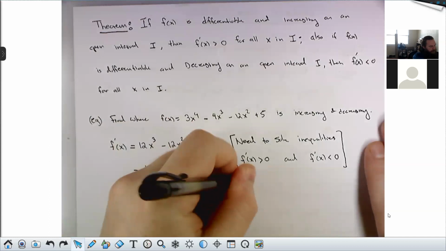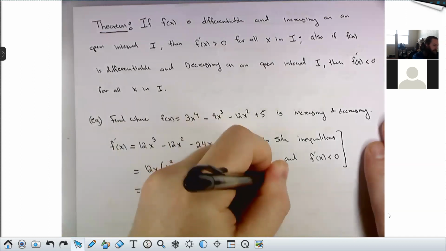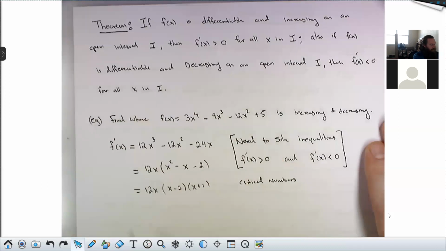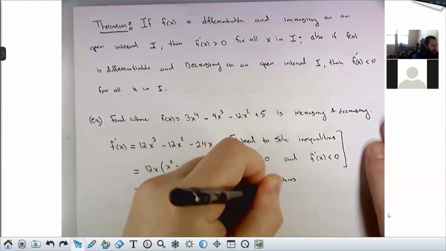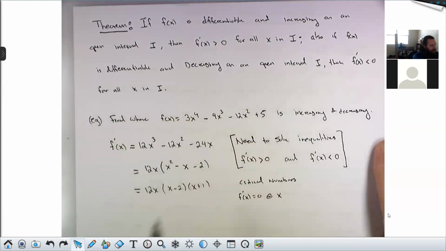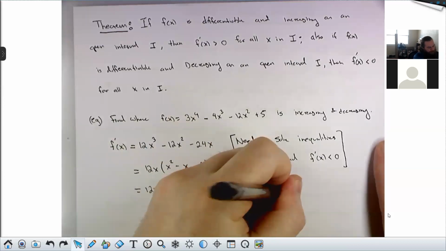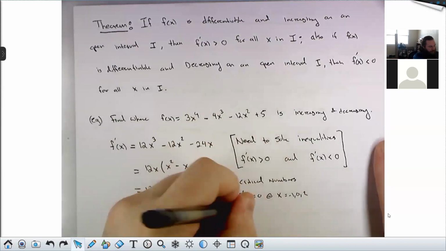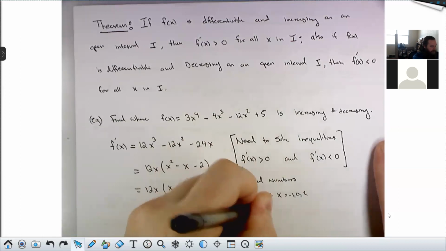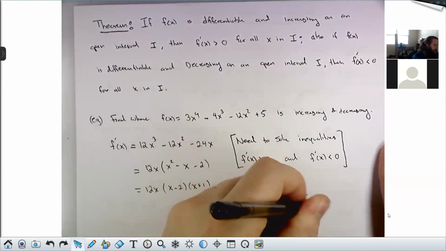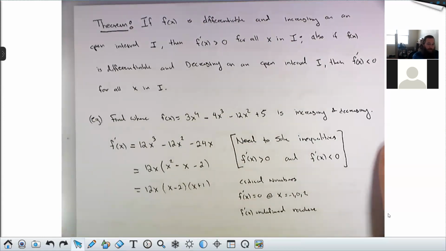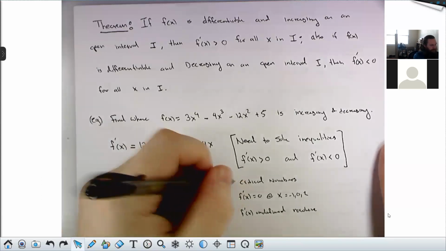So my critical numbers are the places where f prime is equal to 0. f prime of x equals 0 at x equals -1, 0, and 2. And f prime of x is undefined nowhere, because f prime here is a polynomial. But if it were a more complicated function, we would also want to keep track of anywhere it's undefined. So these are my critical numbers.